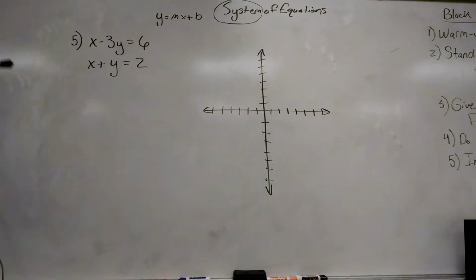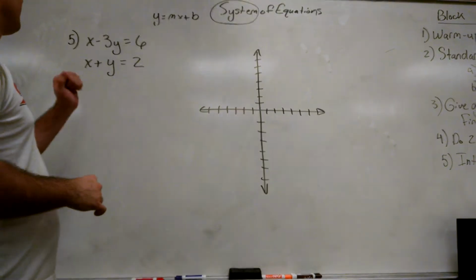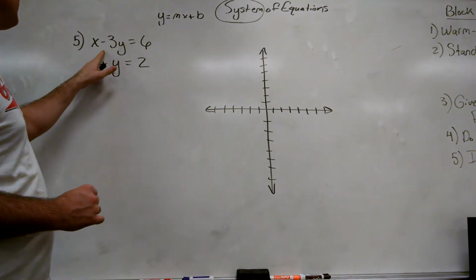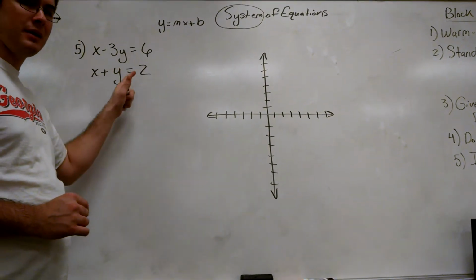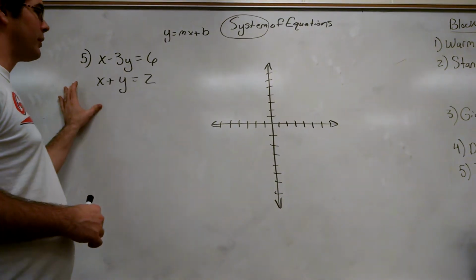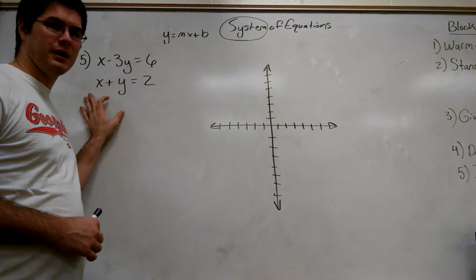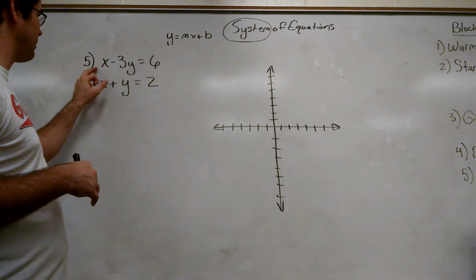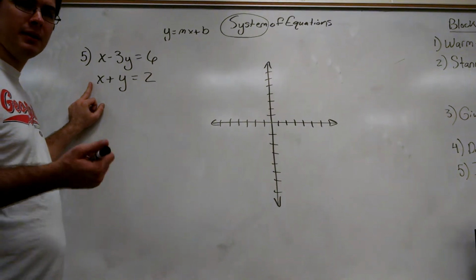So again, this is number 5 on the review. And so the difference between this one and number 3, okay, is if you look at this, these equations are not in slope-intercept form. These are actually in standard form, okay? But if we want to graph it, it usually helps to put it in slope-intercept form. You don't have to, but I like to. So I'm going to go ahead and take both of these equations and try and put them in slope-intercept form.